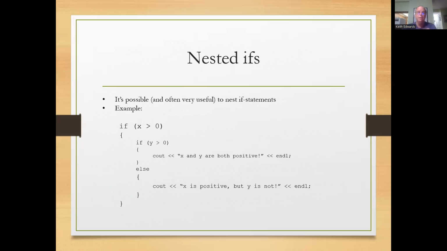That's called nesting. So if x is greater than 0, then we go into that block and then we see if y is greater than 0. And if that's true, then x and y are both positive. Otherwise, x is positive, but y is not. Because this one, the top one, evaluated as true, the bottom one evaluated as false. So there you would have x greater than 0, but y less than or equal to 0.